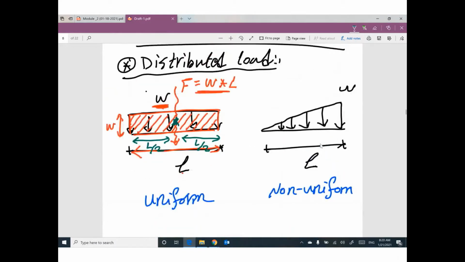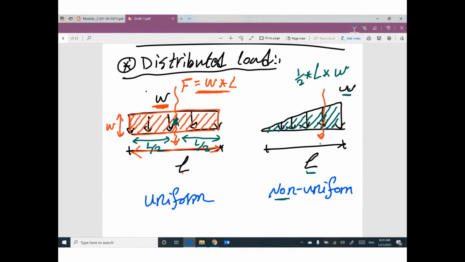If you have a right angle triangle, this W is the value of the distributed load. It's non-uniform, but still distributed. We have an equivalent force. How much? The area. I told you the equivalent force equals the area for the distributed load. What is the area of this right angle triangle? Area of any triangle equals 1/2 times L times W, 1/2 times base times height.